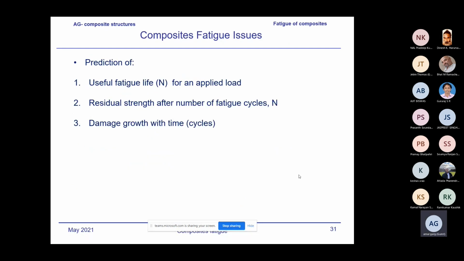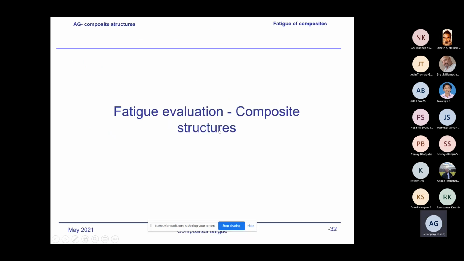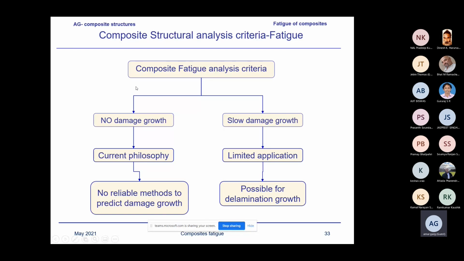So composite fatigue issues: prediction of useful life for an applied load is difficult. Residual strength as a function of number of fatigue cycles and damage growth with time is not possible. Fatigue evaluation of composite structures, composite analysis criteria: no damage growth is the current philosophy, as there is no reliable method to predict damage growth. Slow growth has limited application, which is delamination. Again, I have been emphasizing we don't use it.